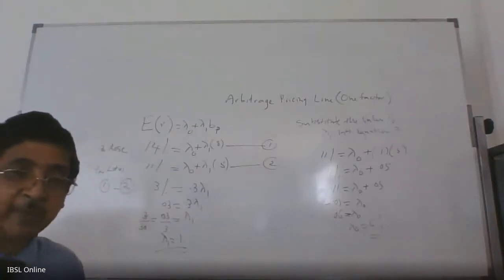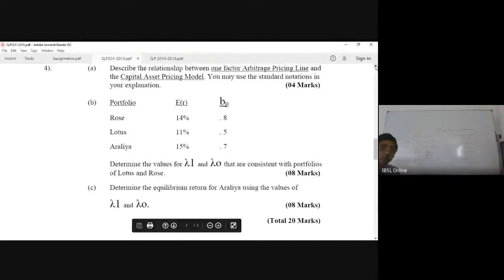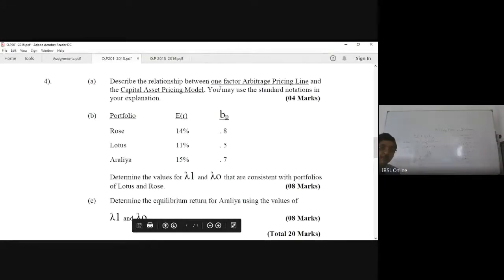Now what I am doing here is, I am referring to this question. Describe the relationship between the one factor arbitrage pricing line and the capital asset pricing model. You may use the standard notations in your explanation. I have just shown you the one factor arbitrage pricing line equation, ER is equal to lambda 0 plus lambda 1 BP. That is the equation, right? So that equation has a relevance or relationship with the capital asset pricing model.